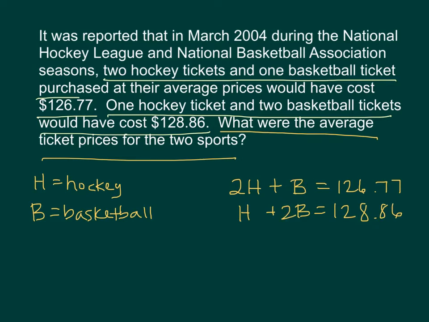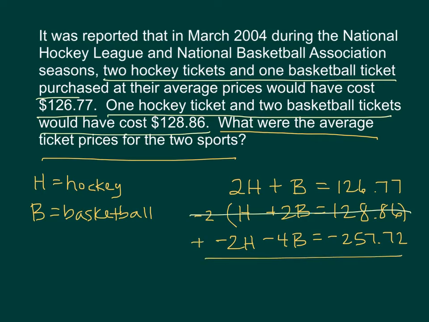above constants. Now what I'm going to do is take this second equation and multiply everything by a -2. What that's going to allow me to do is cancel my H's. So if I multiply everything in that second equation by a -2, I'm going to get a -2H, a -4B, and a -257.72. Once I've multiplied, I'm going to eliminate that middle equation. I've already manipulated it to what I want, and I'm going to go ahead and add down.